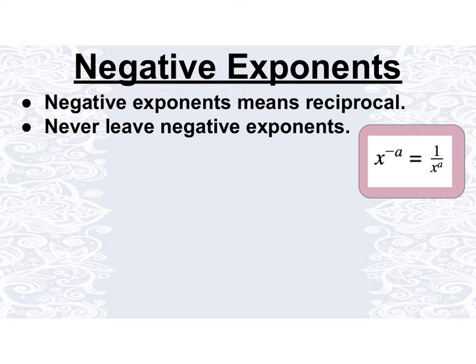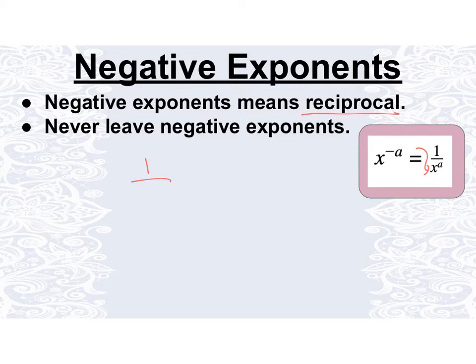Negative exponents. You've worked with negative exponents before. Remember, a negative exponent does not make the number itself negative. It just means reciprocal. So whenever you have something that's in the numerator with a negative exponent, it's going to go down to the denominator. It's going to be the reciprocal.